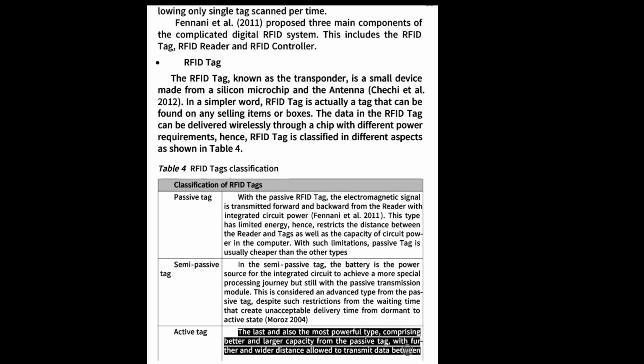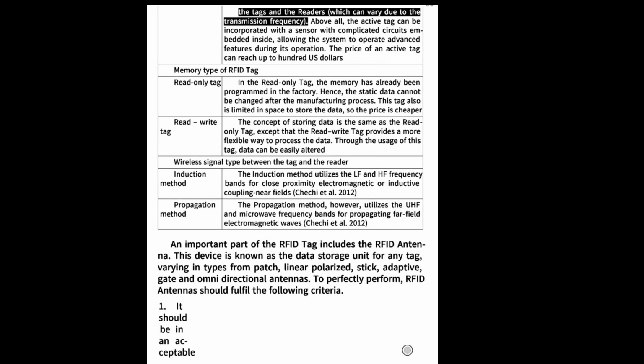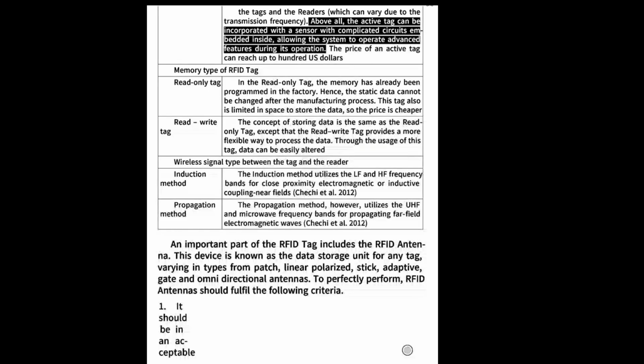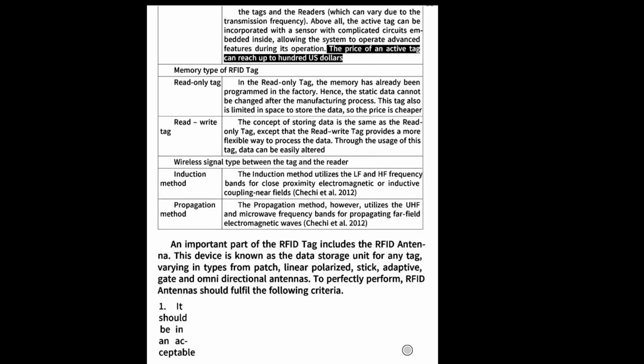tag, with further and wider distance allowed to transmit data between tags and the readers, which can vary due to the transmission frequency. Above all, the active tag can be incorporated with a sensor with complicated circuits embedded inside, allowing the system to operate advanced features during its operation. The price of an active tag can reach up to $100. Memory type of RFID tag.